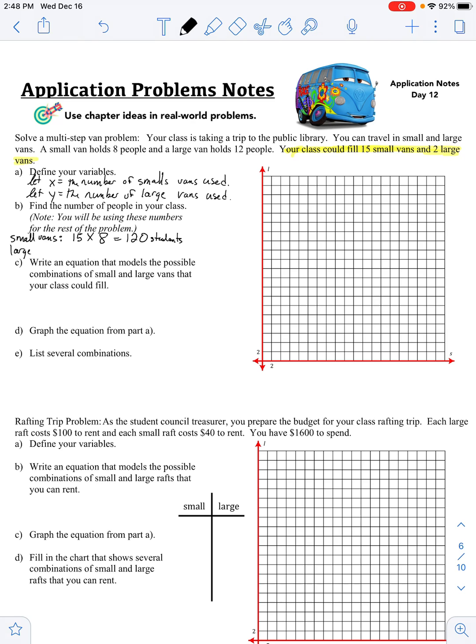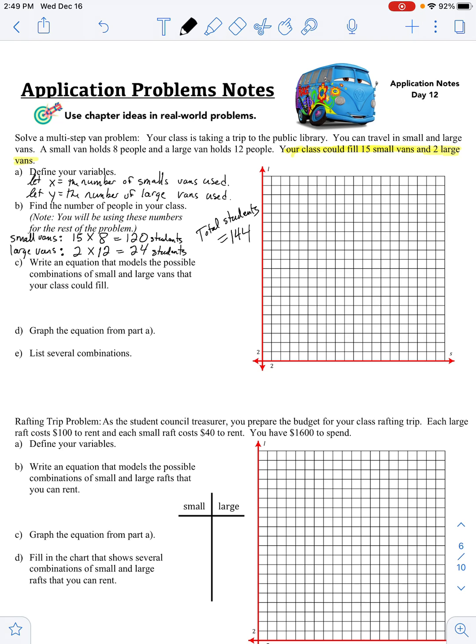The large vans are going to hold 12 people, it says. And it said that we were utilizing for our class 2 of those. So 2 times 12 is 24 students. So what's the total number of students? Add those two numbers together. The total number of students is going to be equal to 144. Probably not ideal that they don't give us a lot of room here, but we're going to make do, right?